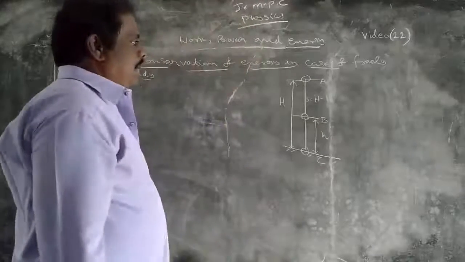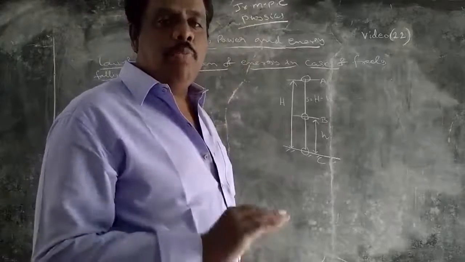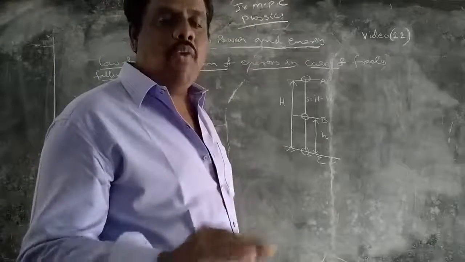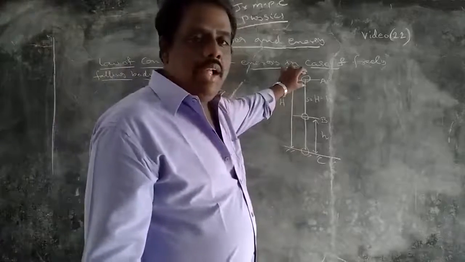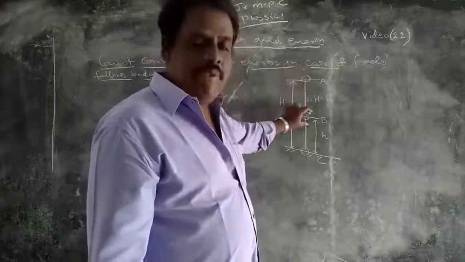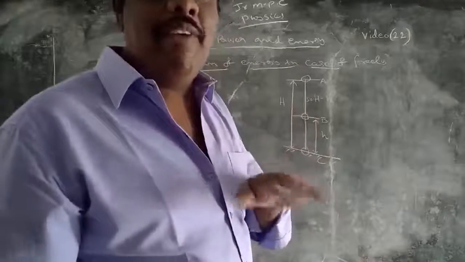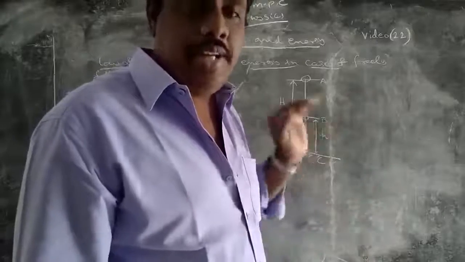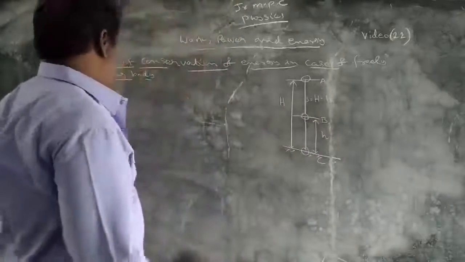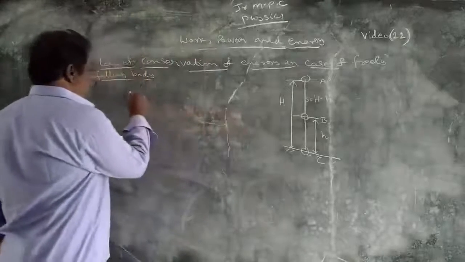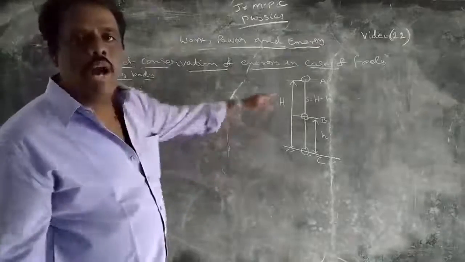In this situation, we have to prove that we follow the law of conservation of energy. That means energy at A is equal to energy at B, which is equal to energy at C. That means the energy at every point remains constant. We have to prove this through the activity. So, what is the potential energy at point A?